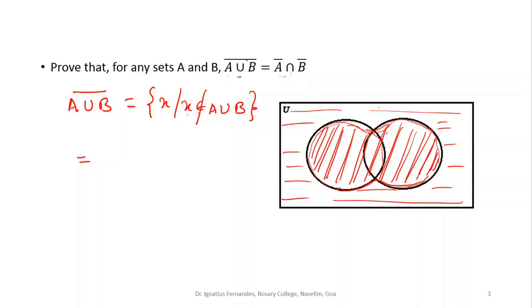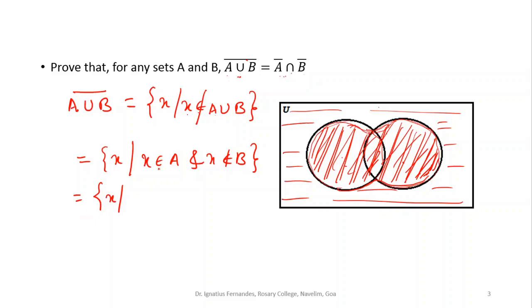If it was in at least one of A or B, then it would have come in the union, because union is combining both the sets. Now because it is not in the union, it is neither here nor here. It is neither in A nor in B. So these are all x such that x is not in A and x is not in B.